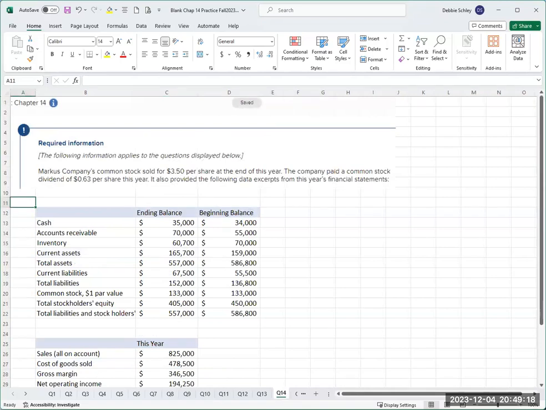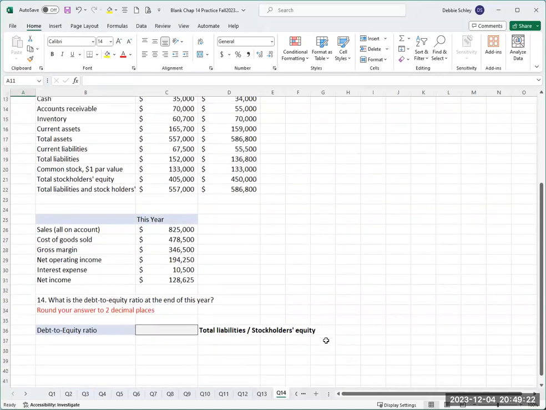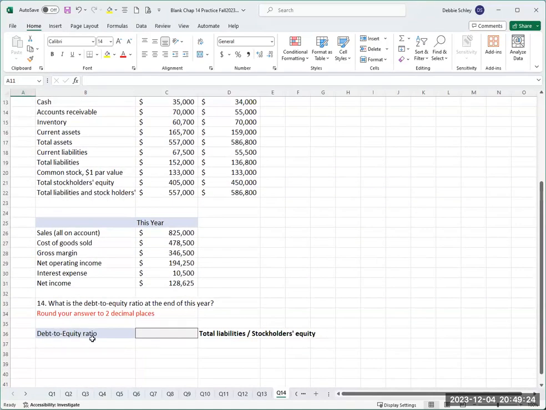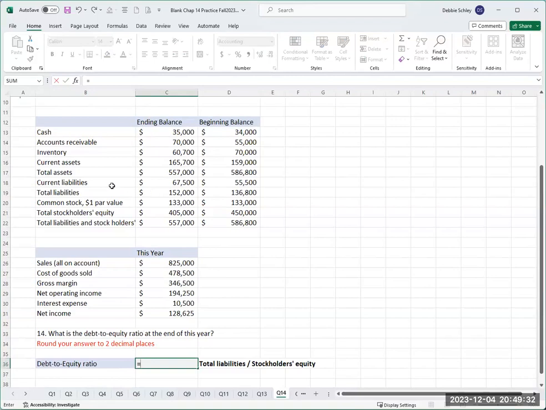All right, question 14. Debt to equity ratio for the end of this year. So again, we're going to be looking at the ending balances. It equals total liabilities divided by stockholders' equity. So I'm coming up with 0.38 rounded to 2 decimal places.